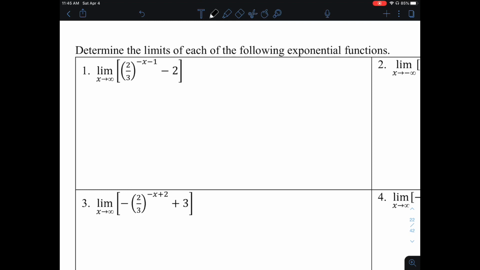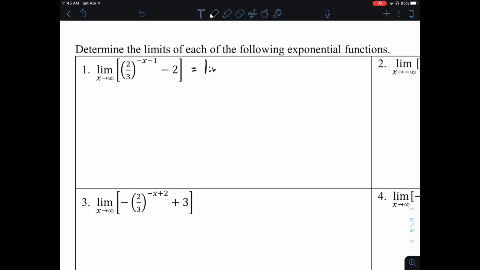Determine the limits of each of the following exponential functions. So what I would do for this is what I would do in pre-calc. I would make sure that this is bigger than 1. So I would rewrite this as the limit as x approaches infinity. This is the right end behavior. We got 3 over 2. That's going to negate the exponent. So I change both signs.